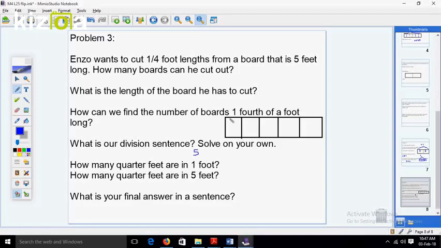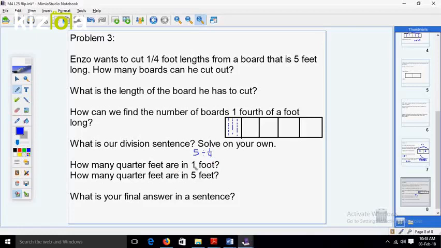So what he's going to do, and I'm not going to do this for all of them, is you're going to cut them into fourths. There's 1, 2, 3, 4. All right, so 4 from this foot, 4 here, 4 here, 4 here, 4 here. There's a lot of 4s. Before we solve, let's go ahead and write our division sentence. All right, so it's going to be 5 divided by 1/4, because he's trying to figure out how many boards he can cut out of 5, and he's cutting them at a length of 1/4.